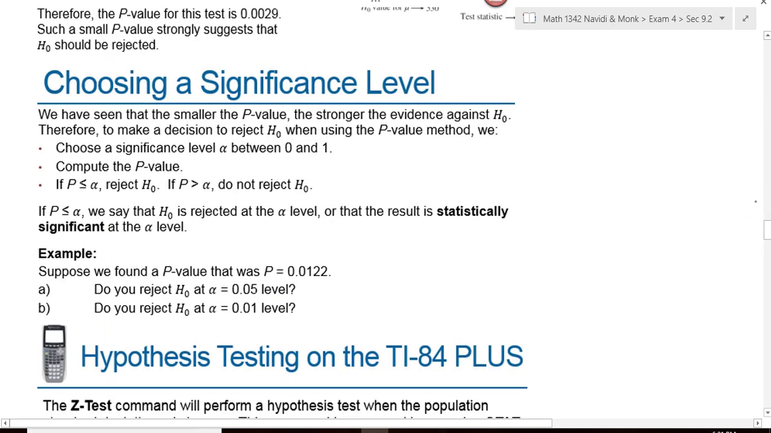When you make a decision based solely on the p-value, you compare the p-value to your alpha level. If your p-value is less than or equal to alpha, we reject the null hypothesis. If the p-value is bigger than alpha, we fail to reject the null hypothesis.